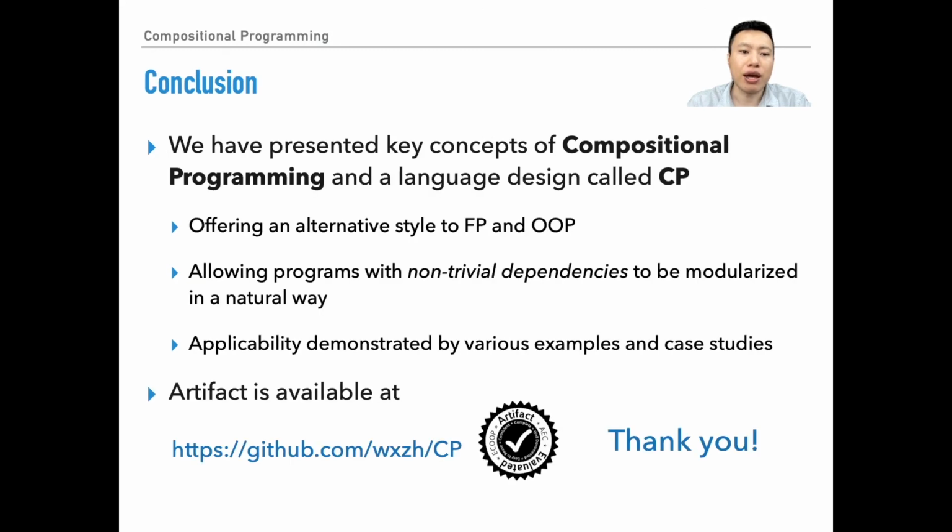To summarize, we have presented key concepts of compositional programming and the language design called CP. Compositional programming combines ideas from functional programming and object-oriented programming and offers an alternative style to both. With compositional programming, programs with non-trivial dependencies can be modularized, and the applicability is demonstrated by various examples and case studies.